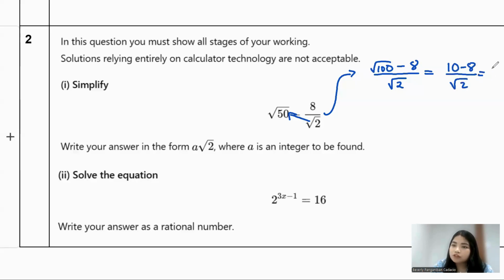And then, of course, you're just going to simplify 2 over root 2. You're still not done because you need to answer in the form of A root 2, meaning to say you need to rationalize that. When you say rationalize, you need to multiply both your numerator and your denominator by whatever surds you have at the bottom, which is root 2. Multiply by root 2, and then 2 times root 2 will be 2 root 2.